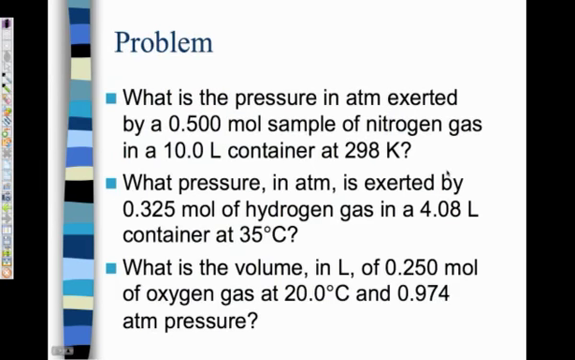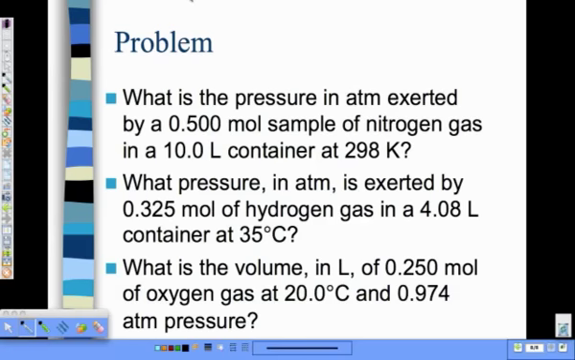So we're going to use this equation to solve a few problems. Again, our equation, I'm going to write up here, PV equals nRT. What's the pressure in atm exerted by a 0.5 mole sample of nitrogen gas in a 10-liter container at 298 Kelvin?